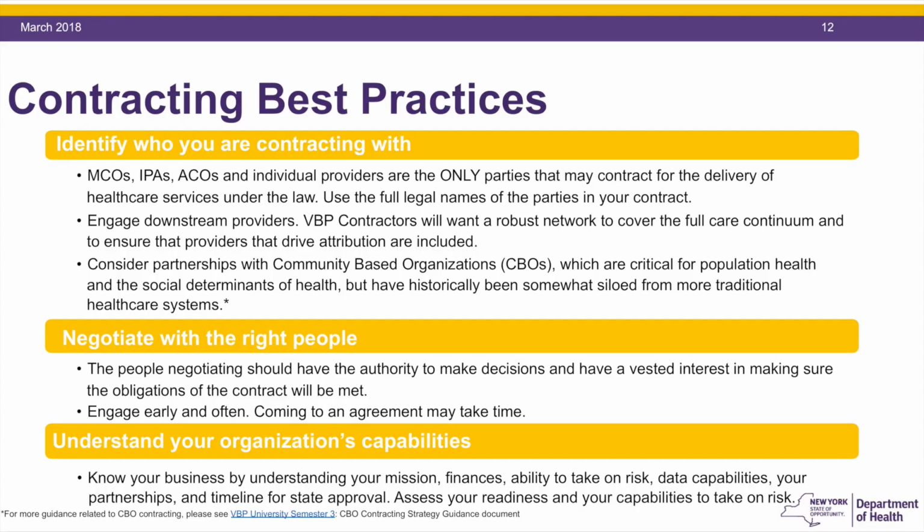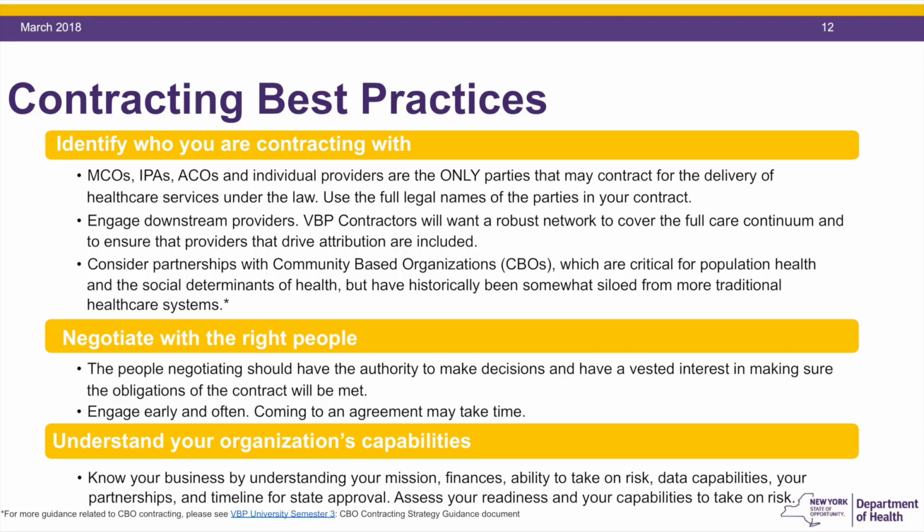So we came up with a set of best practices. The very first one is to identify who you are contracting with. As I mentioned earlier, the only parties that can contract for services in New York are MCOs, IPAs, ACOs, and providers directly. While PPSs are a valuable partner in achieving district goals and moving population health, PPSs themselves cannot contract with the MCO.